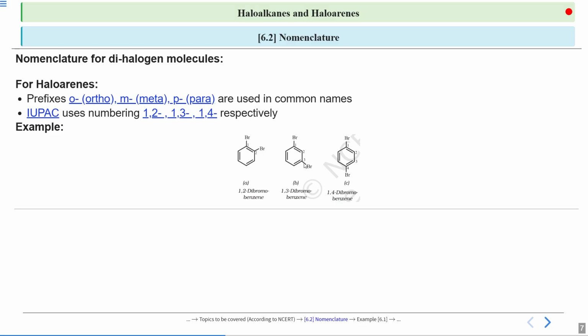In B, the halogen is present at the first carbon and the third carbon, 1, 2, 3. Okay, so the name will be 1,3-dibromobenzene, the IUPAC name. Similarly, in the C structure the bromine is present at first position and then 2, 3, 4, and bromine is present at the fourth position, the opposite. So we write the IUPAC name for this as 1,4-dibromobenzene. Okay, so this is how you have to name in the IUPAC system for haloarenes, which are dihalogen molecules.